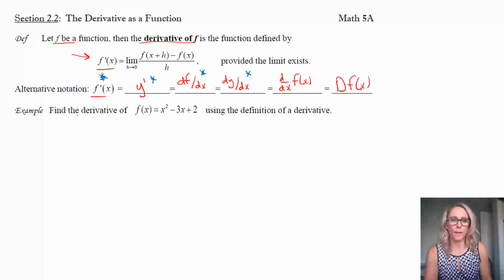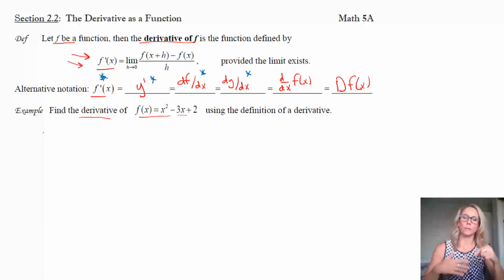So let's start out by finding the derivative of this function right here. This is a quadratic, we know that. And when it says use the definition of a derivative, it means this idea of the limit. And so all we need to do is basically plug in what we can plug in, and then just simplify, evaluate, and at some point we should be able to take our limit.